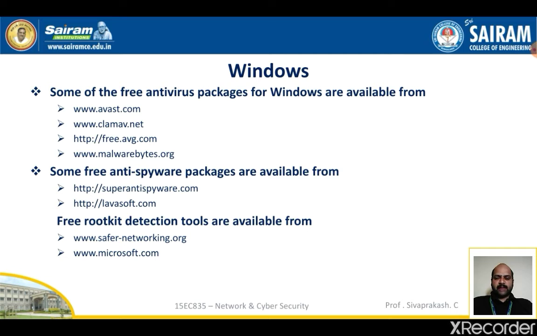Some free anti-spyware packages are also available from superantispyware.com or lavasoft.com, and free rootkit detection tools are also available from safernetworking.org, microsoft.com. As a first step, we always need to update the antivirus database to the latest release, even if it was newly installed, and we must enable automatic updates on the Windows platform for software protection.